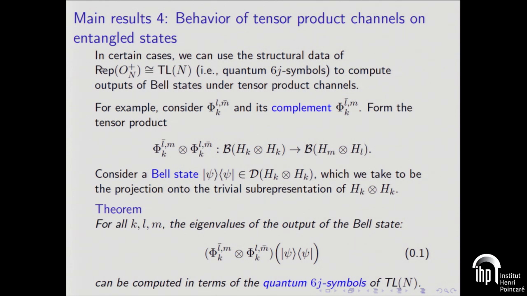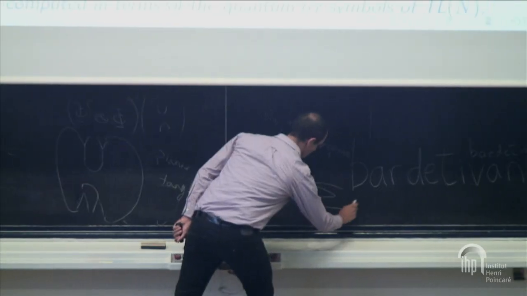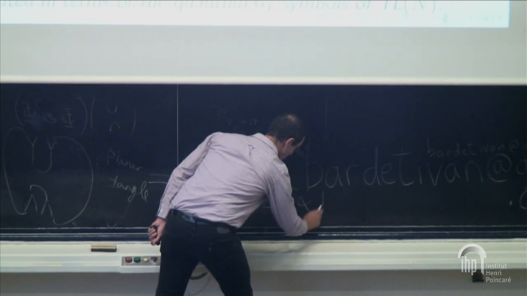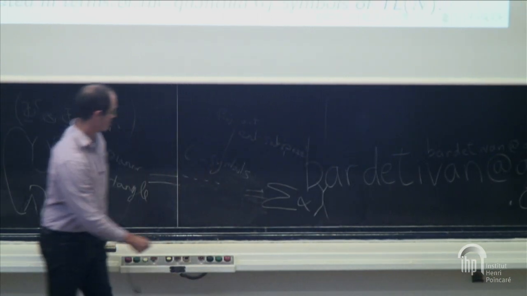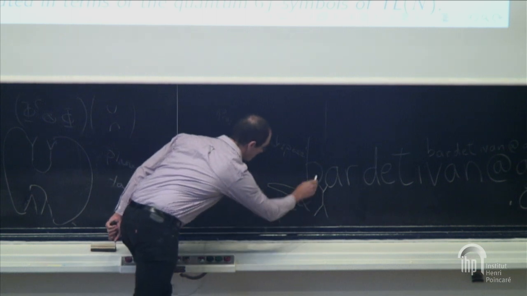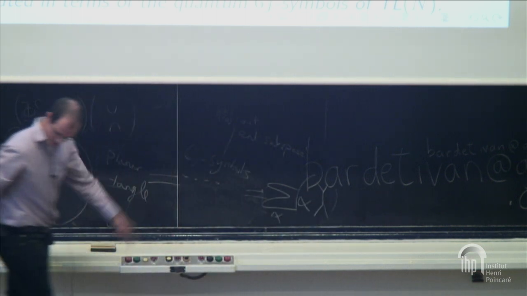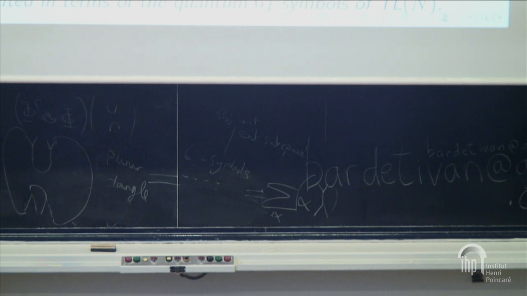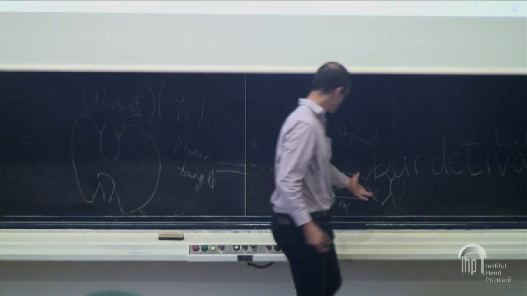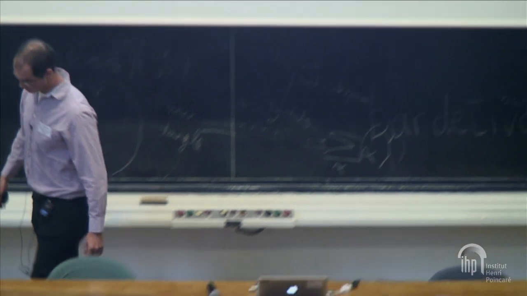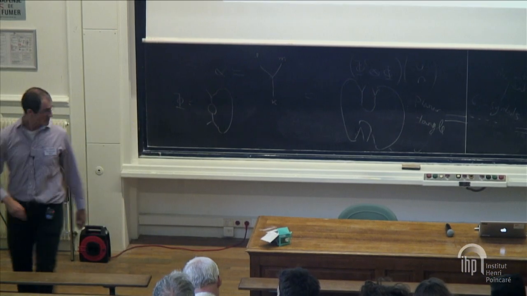There are things called 6J symbols associated to this tensor category that are explicitly known. And this allows you to decompose this as a bunch of projections onto irreducible subrepresentations. The coefficients that appear from these irreducible subrepresentation decompositions are exactly the spectrum of the output, with some multiplicity, associated to the output of the Bell state here. So one can explicitly compute this. That's sort of the key point here.